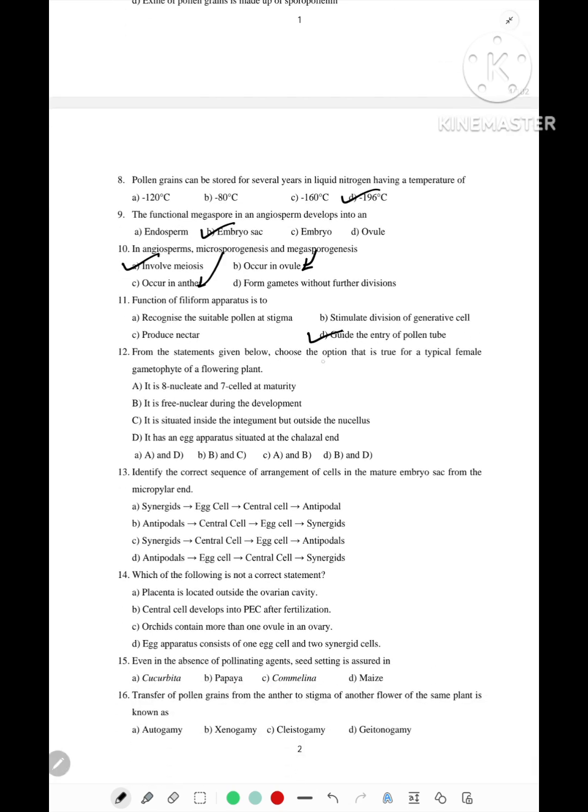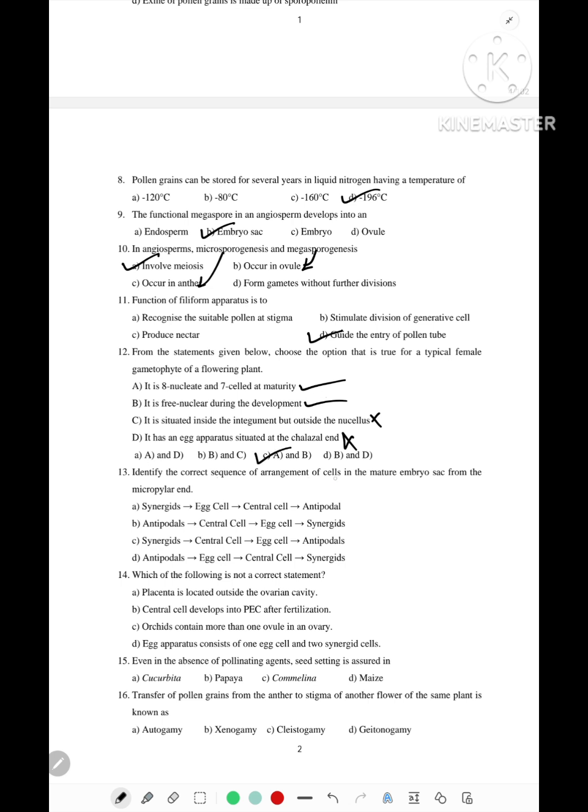From the statements given below, choose the option that is true for a typical female gametophyte of a flowering plant. It is 8-nucleate and 7-celled at maturity, correct. It is free nuclear during development, correct. It is situated inside the integument but outside the nucellus. No, it is inside both the nucellus and integument. It has the egg apparatus situated at the chalazal end, not at the micropylar end. So A and B are correct, so it is option C.